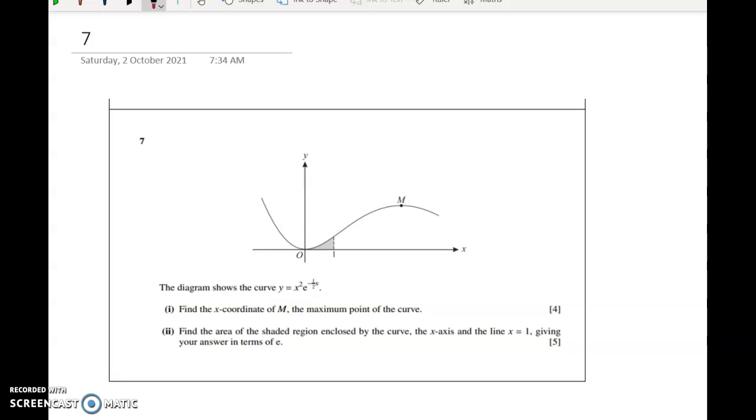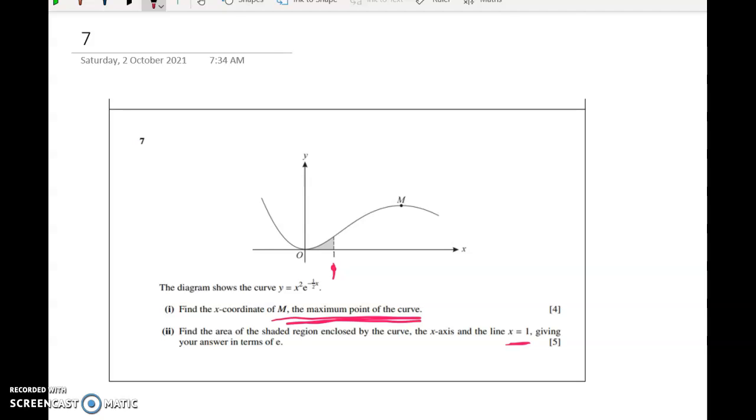So on to a much more fun question, which is this one here. We've got a curve and it's a classic A-level one. We have to find the x-coordinate of M, the maximum point on the curve. And then we have to find the area of the shaded region enclosed by the curve, the x-axis, and the line x equals 1. So here's 1 here. And our answer has to be in terms of e.